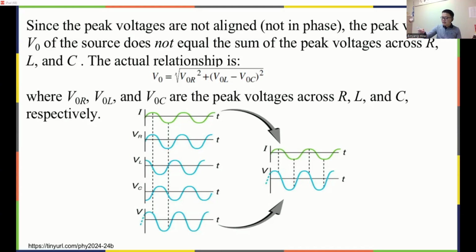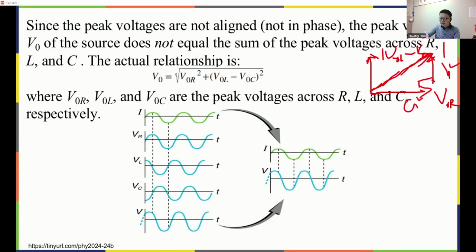So if you draw this out, this is the absolute value of V on the inductor minus V on the capacitor, and on this side here is the voltage on the resistor. These two add up because they are 90 degrees to each other. This is kind of like a vector. You add them up because they are not in the same direction, so they add up to be this guy over here, in this diagonal direction. So this is like A squared plus B squared, and that gives you C squared.